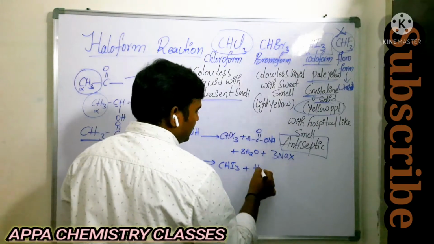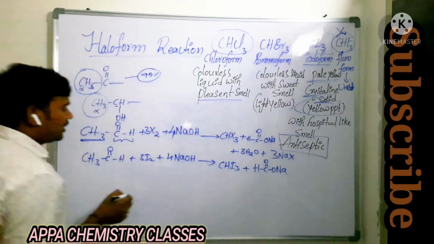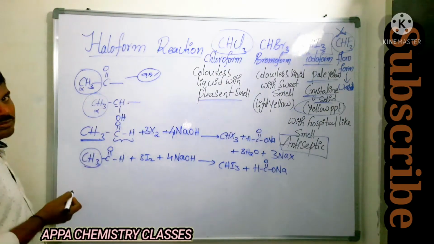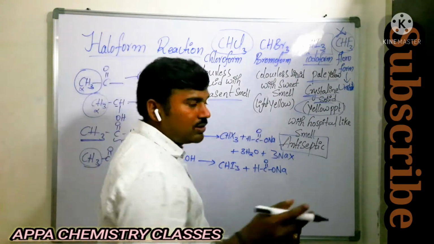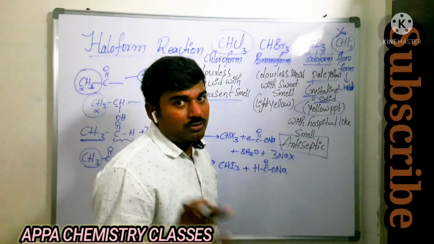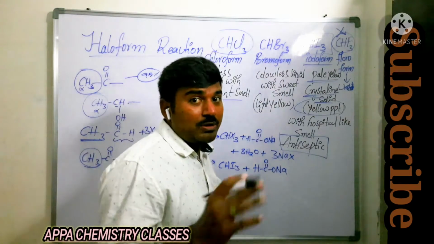Now whenever we get this yellow colored solid, what does it indicate? Adjacent to the carbonyl carbon we have one methyl group. Okay? So by using this iodoform reaction, we can separate 2-pentanone and 3-pentanone. 2-pentanone gives a positive iodoform test, whereas 3-pentanone will not give it.